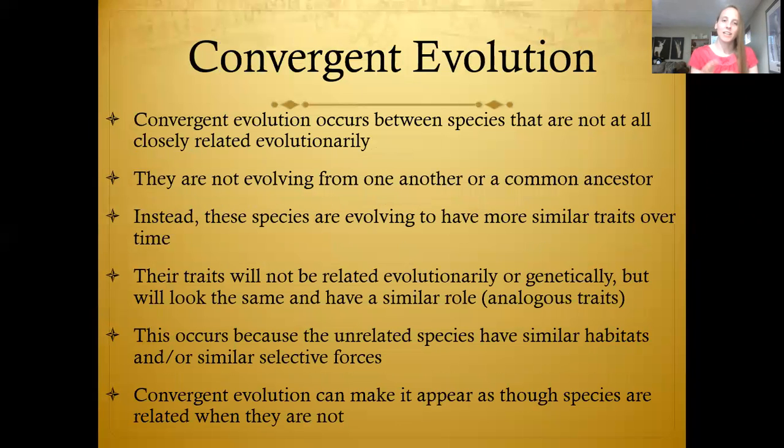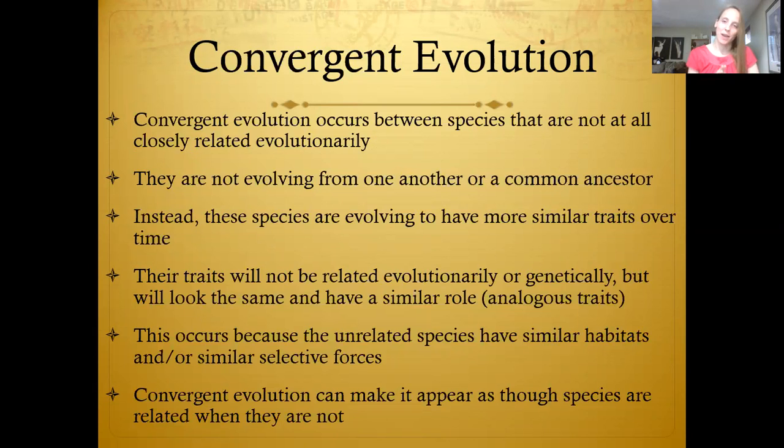So first, convergent evolution. This is a type of evolution that occurs between species that are not at all closely related, but they evolve to become more similar over time. So two unrelated species evolving similar traits over time. They are converging in that they are becoming more similar over time. So their traits will not be evolutionarily or genetically related, but they will look the same. So convergent evolution is how you end up with analogous traits.